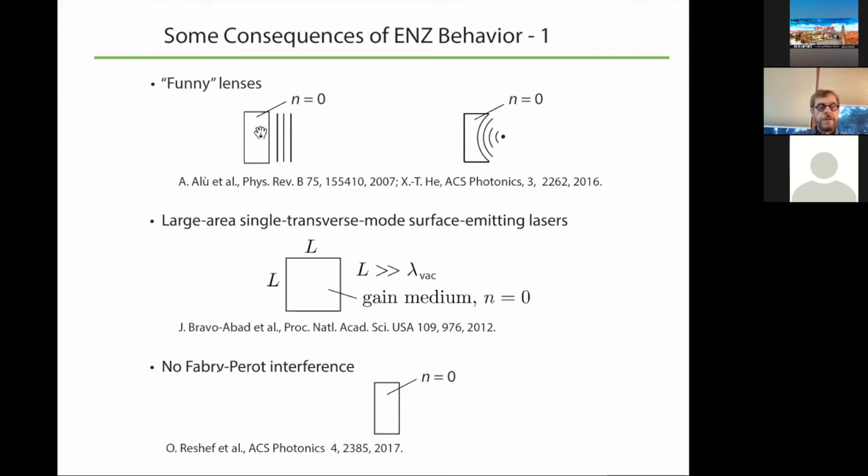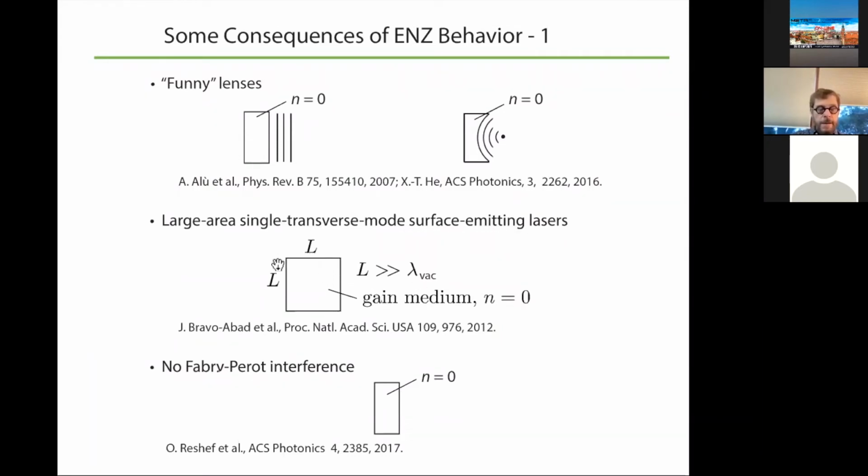Planar surface, no matter how the light gets into this material, it always leaves perpendicular to the surface. If you put a curvature on the surface, it means that the light will always come to a focus at this point. It allows you to build large area, single transverse mode surface emitting lasers.